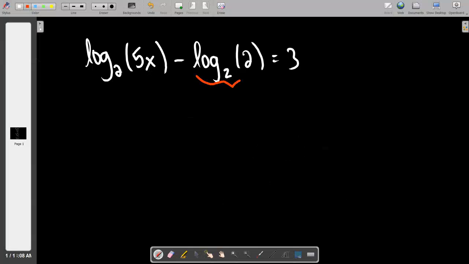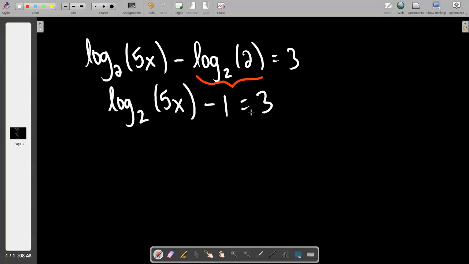Jasper noticed that this log base 2 of 2 equals 1. Good catch. Great catch. So actually, I think if you want to do it this way, I don't know if it winds up saving you any time, but you could do log base 2 of 5x minus 1 equals 3. You agree? It's not a huge time saver, but it's still really cool. And then to solve this, obviously, we'd want to add 1.